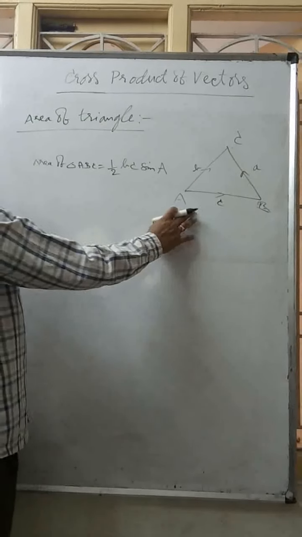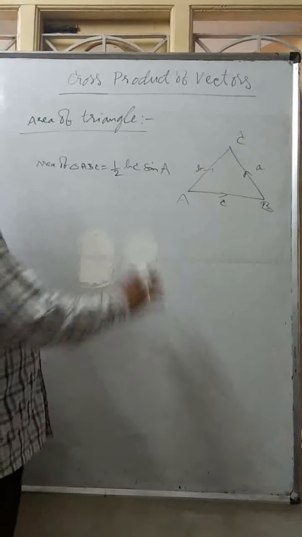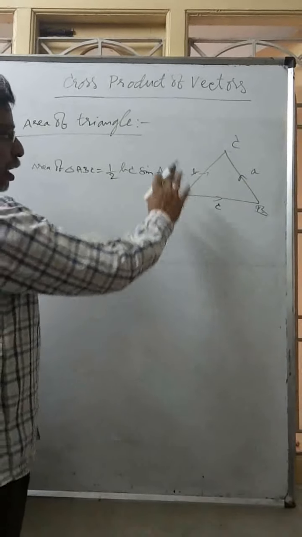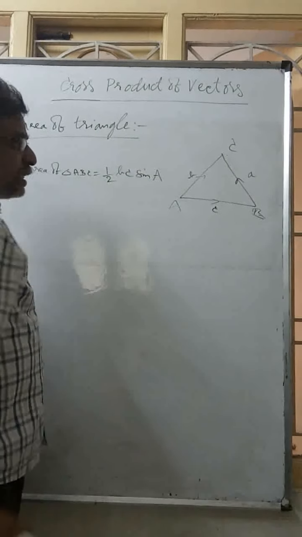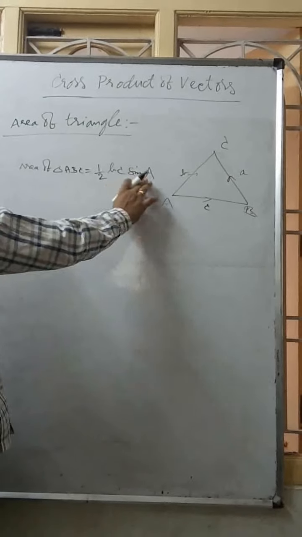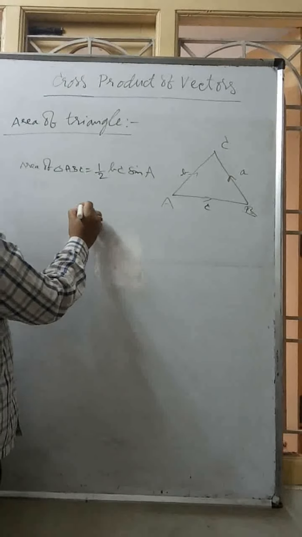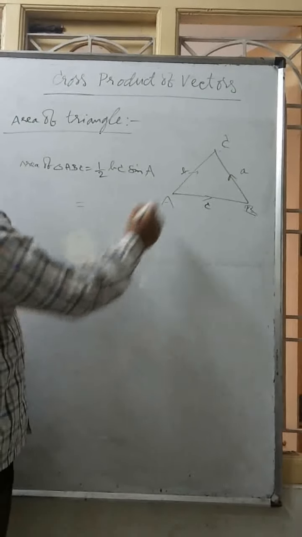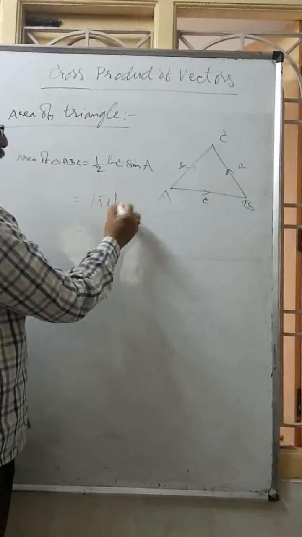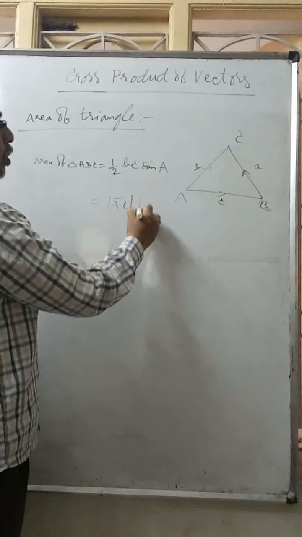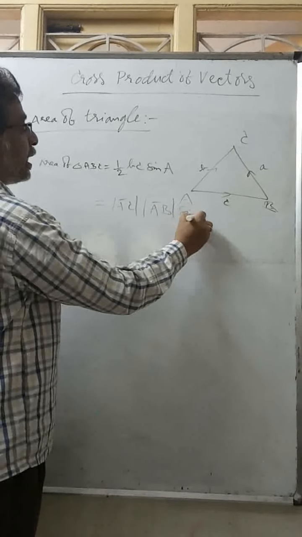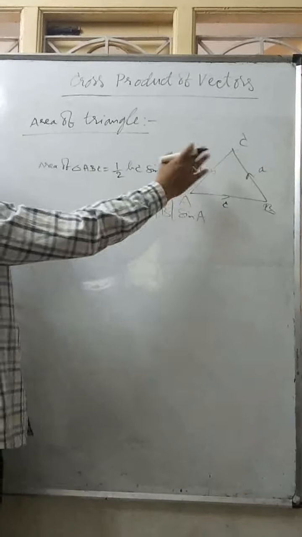And the area of the triangle from the properties of triangles: delta equals half BC sin A, or half AB sin C, or half AC sin B. So I am taking half BC sin A. Now small b is nothing but the modulus of AC bar, and small c is nothing but the modulus of AB bar, into sin A. This is just the area of this triangle.